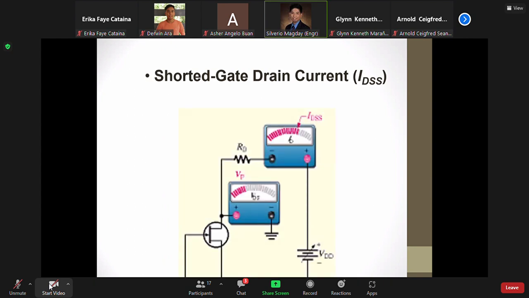There. When your VDS is now equal to your pinch-off voltage, at operation, it is measured when VG is at 0, the gate is at 0. So that's the pinch-off voltage and your IDSS.